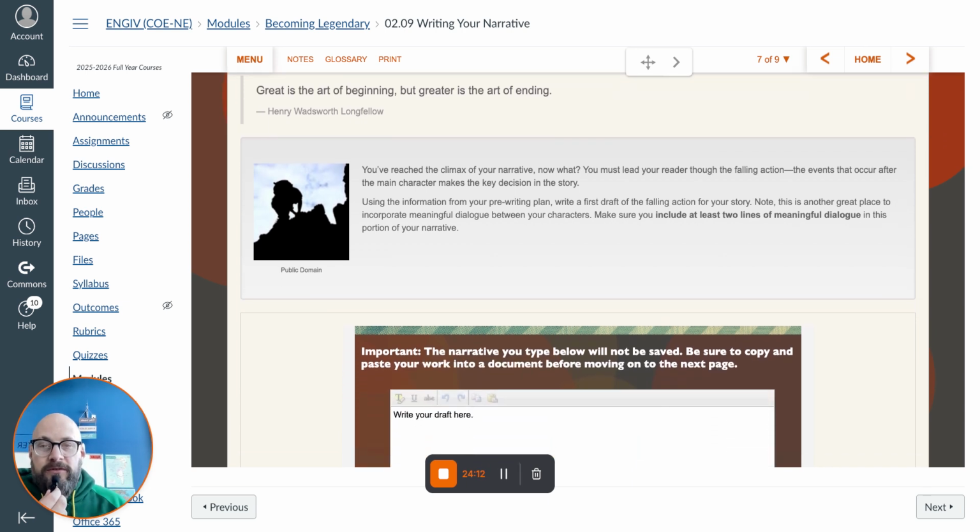So, YSC says you've reached the climax of your narrative. Now what? You must lead your reader through the falling action, the events that occur after the main character makes the key decision in the story. Again, using information from your pre-writing plan, that's the graphic organizer, write a first draft of the falling action of your story. Note, this is another great place to incorporate meaningful dialogue between your characters.